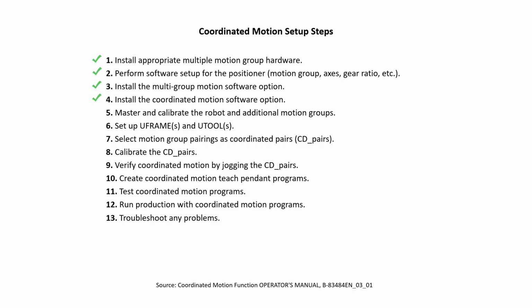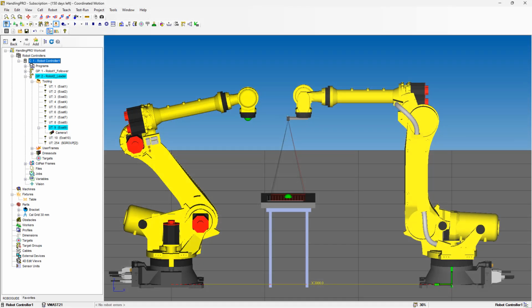Still, we need to do the vision mastering for Robo 2, and it's going to be exactly the same process. In this case, I'm just going to show you the result for the mastering on Robo 2. I rotated the work cell 180 degrees. So now we have Robo 2 on the right and Robo 1 on the left. And also I moved the table 500 millimeters to the left.